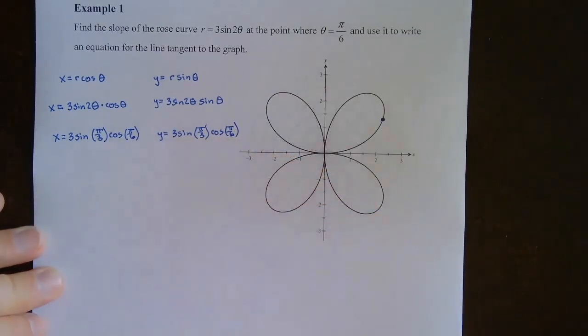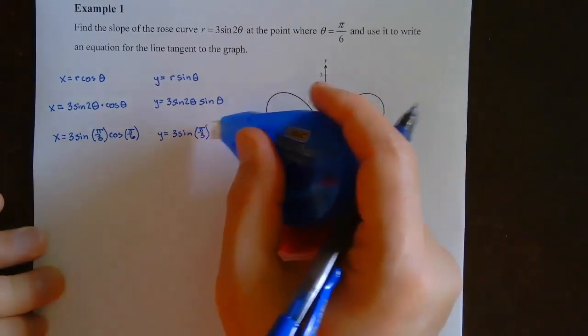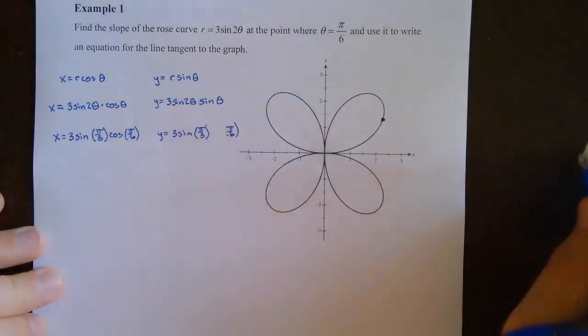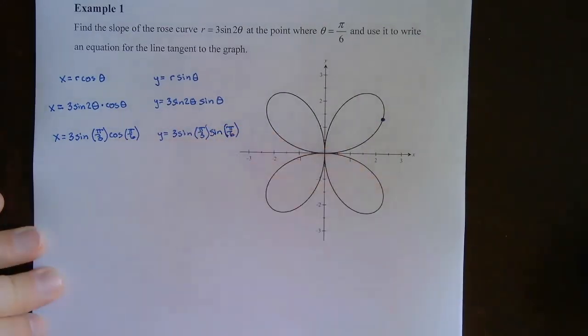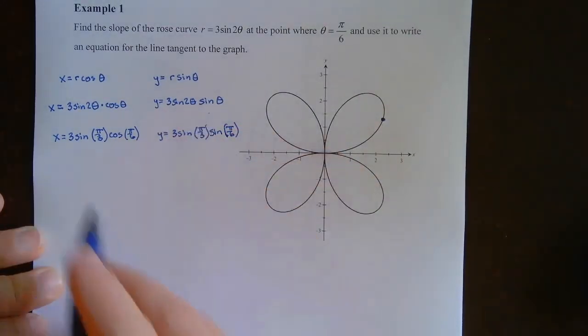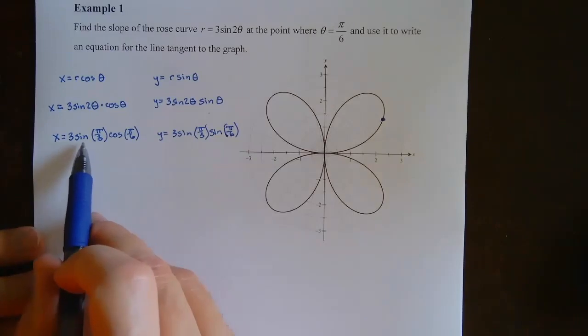Not cosine. I do not know why I wrote cosine right here. It's sine, huh? Okay, because it's sine. All right, so sine of pi over 3.